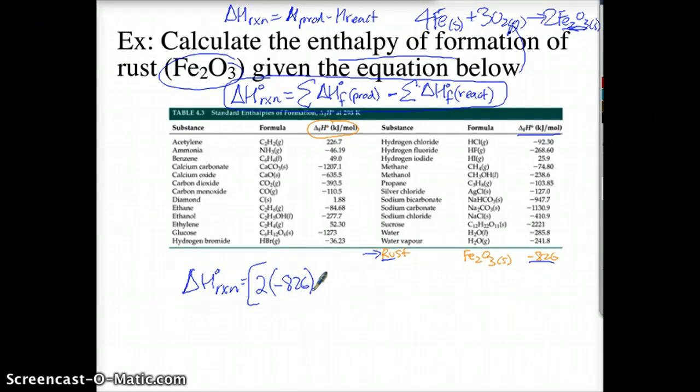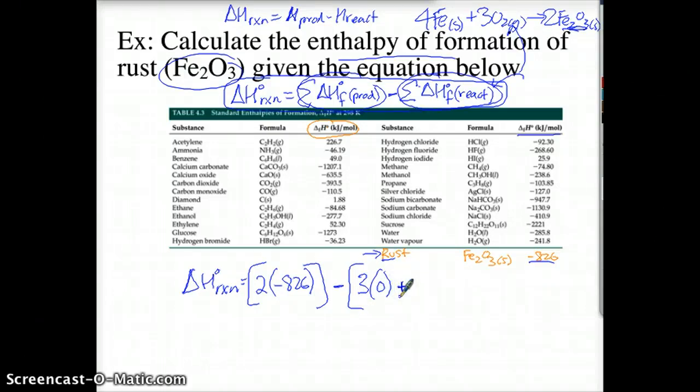Do I have any other products? Nope, I don't. So that takes care of this section. Now I got to do the reactant side. So subtract. Let's see, my first reactant is, I have 3 moles of O2. What's the enthalpy of formation of oxygen? Oh, it's in its standard state, so it's actually 0.